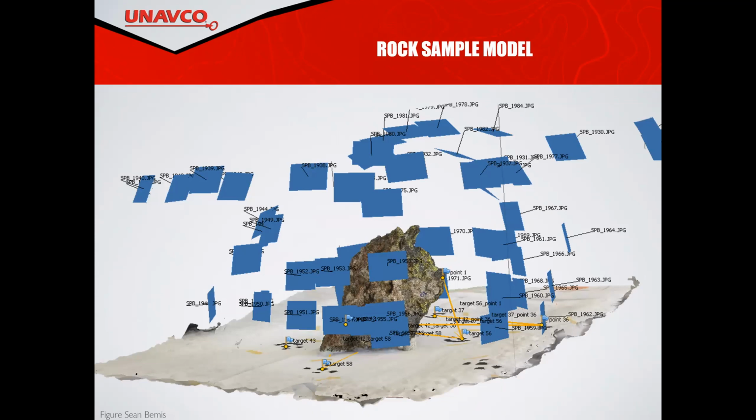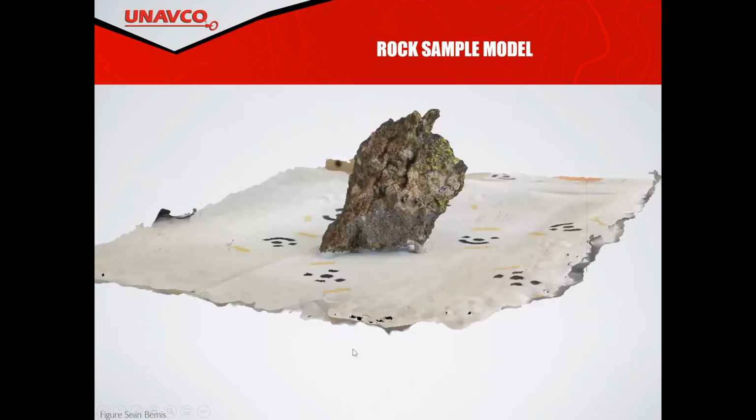Someone did an image of a rock sample, and they had little tiny targets. So you can do tiny models, or you can do big models.